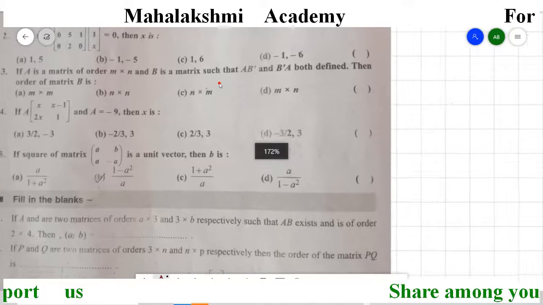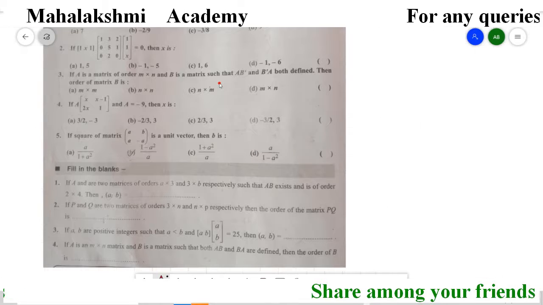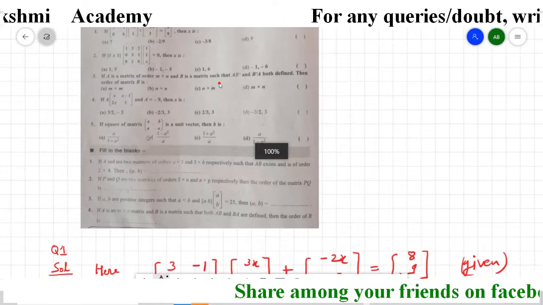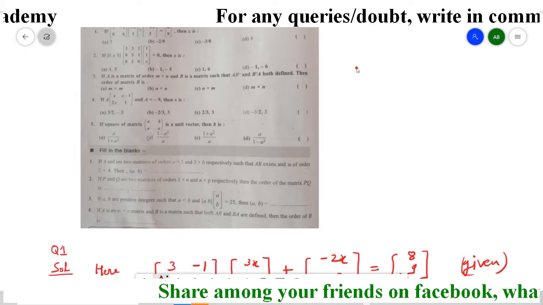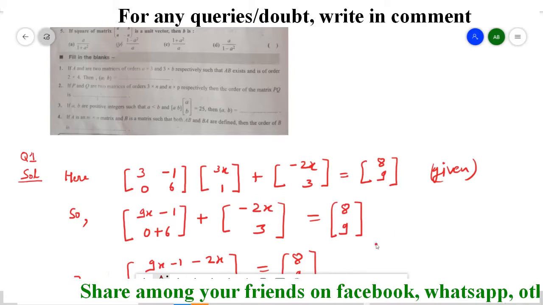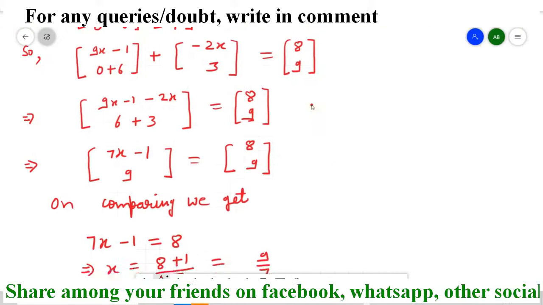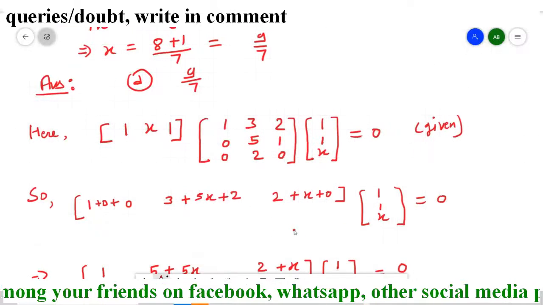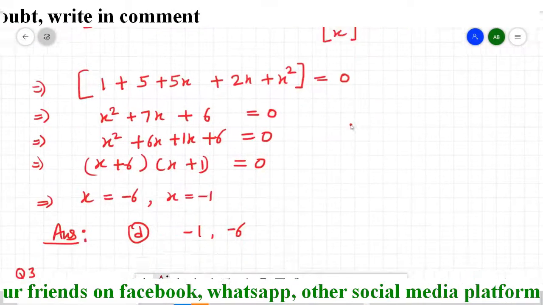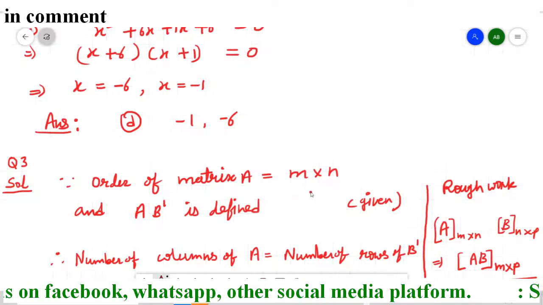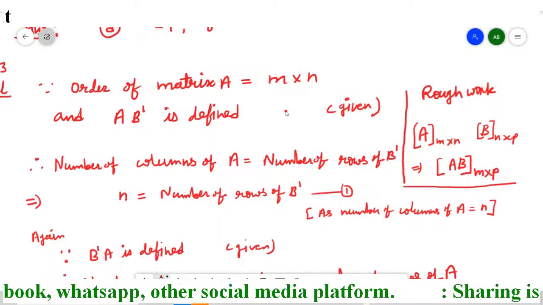So this is a theory based question. I have solved it, but in the exam you have to answer it directly. We'll see the solution of the third question. See the solution.